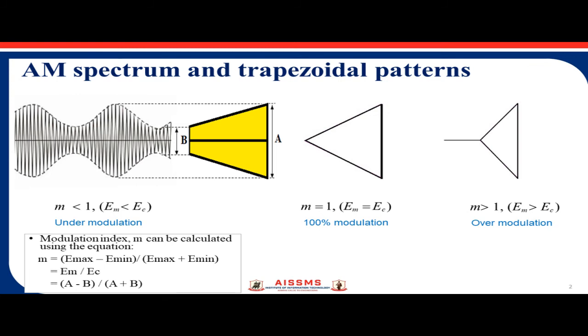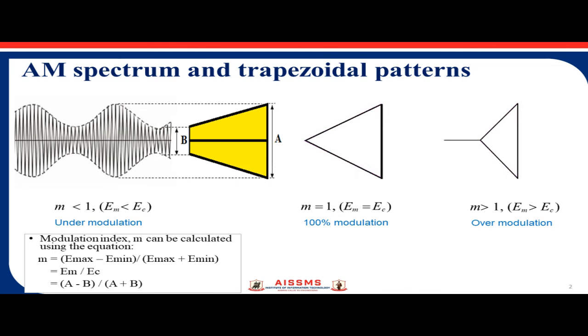The left hand side diagram shows the AM wave of an undermodulated waveform, where the value of M, that is the modulation index, is less than 1. The corresponding trapezoidal pattern is shown in yellow color, where A is the peak-to-peak amplitude, the maximum amplitude of the AM wave, and B is the minimum peak-to-peak amplitude of the AM wave. The modulation index M can be calculated as (A minus B) divided by (A plus B).